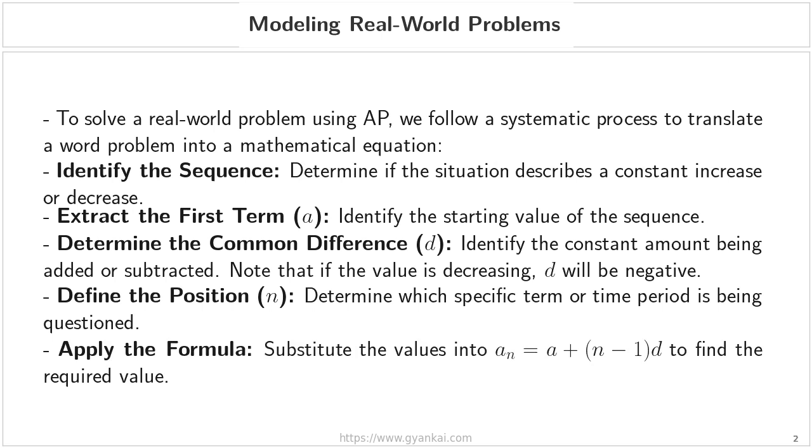Finally, once you have all your pieces, you apply the formula. You will substitute your values for a, d, and n into the formula, which is a sub n equals a plus n minus 1 times d. By doing this, you can calculate the required value, which is the nth term. In the next few slides, we are going to walk through two practical examples to see this exact process in action.